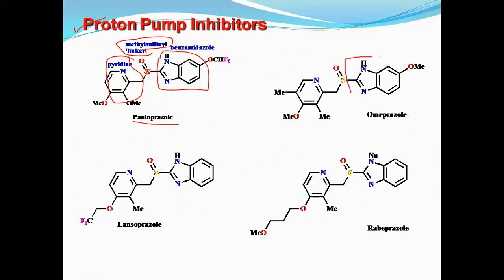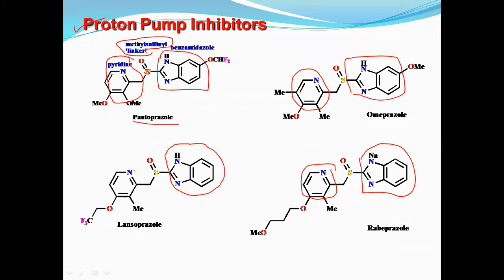Similarly, all the other examples have the benzimidazole moiety as the basic structure, and these are the pyridine structures in all the remaining proton pump inhibitors. Benzimidazoles, pyridines, and this benzimidazole and pyridine are linked with this methyl sulfonyl group linker. So these are the common part for all proton pump inhibitors. There is a little modification to give better efficacy of the proton pumps.